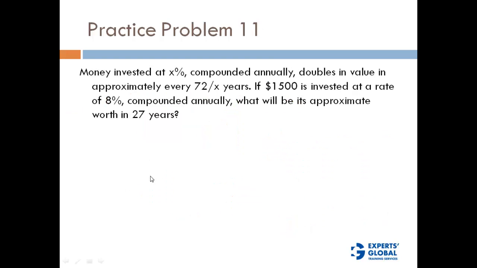Let's look at this one now. You can pause the video and give it a try. Money invested at X% compounded annually. Okay, so this is compound interest. Money invested at X% compounded annually doubles in value approximately every 72 by X years. Okay, that means if it is invested at 8%, 72 by 8 is equal to 9. So it will double in 9 years. This is what it is saying.